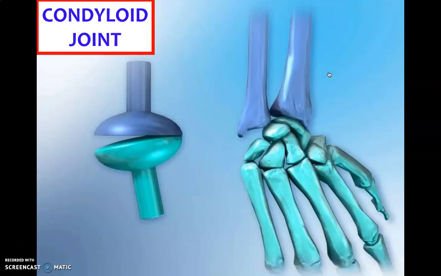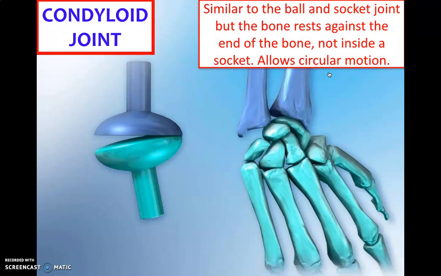And then the last one is the condyloid joint. It's a funny name, I know, and you can find this in the wrist. It's a little bit similar to the ball and socket, but rather than the bone at the end of the long bone resting against a socket or going into a socket, it rests against the end of another bone. So it's two bones meeting each other head on, basically, and this allows circular motion.